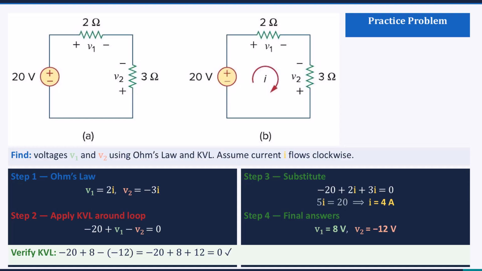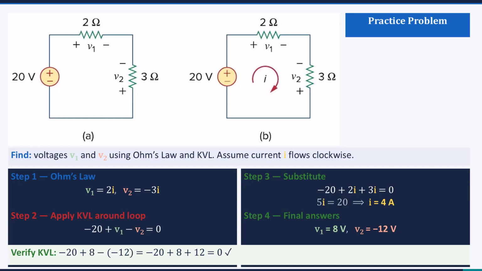Step 1, Ohm's law. For the 2-ohm resistor, the current I enters at the plus terminal of V1, so V1 equals 2 times I, that is, 2I. For the 3-ohm resistor, the current I flows downward, but the plus terminal of V2 is at the bottom, meaning the current actually enters the minus terminal. Because of this opposite polarity, V2 equals negative 3I.